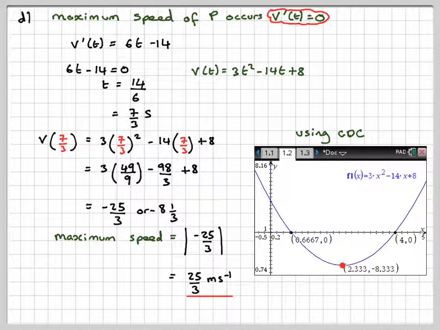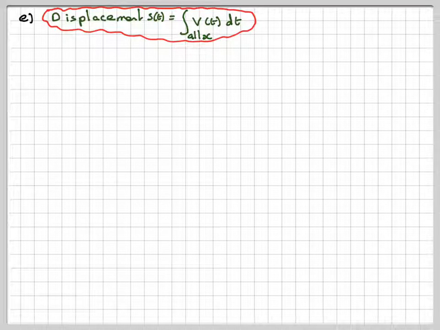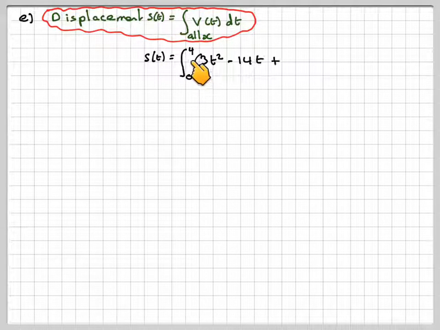There's a screenshot to show you that. Okay, displacement. Displacement is distance in a certain direction from a point. So all you need to do for that is integrate the velocity function for all x dt. So it will be from 0 to 4 of 3t squared minus 14t plus 8 dt.